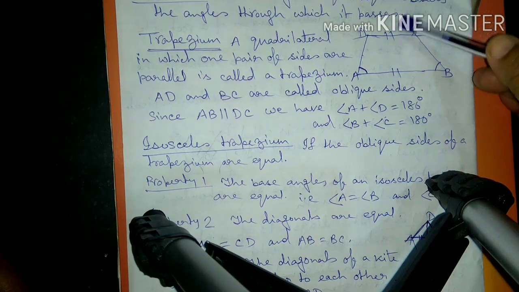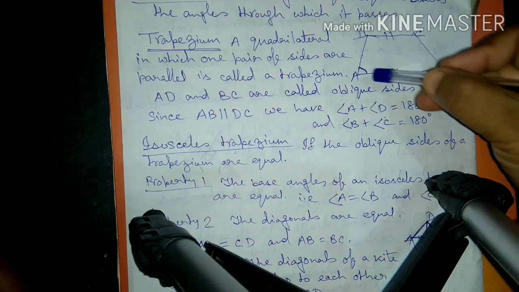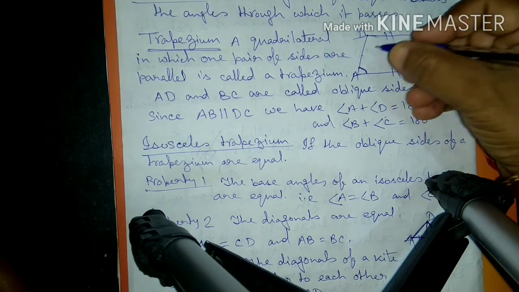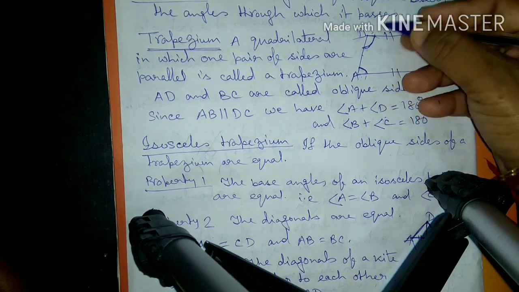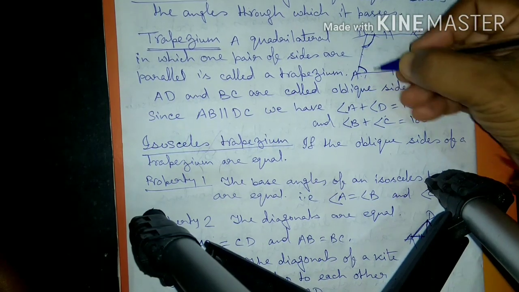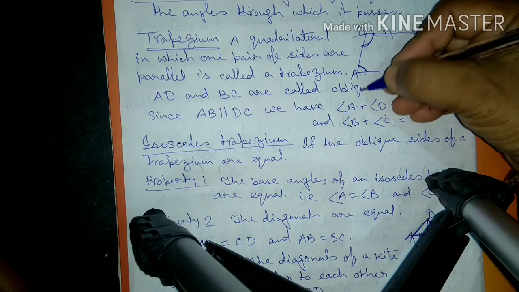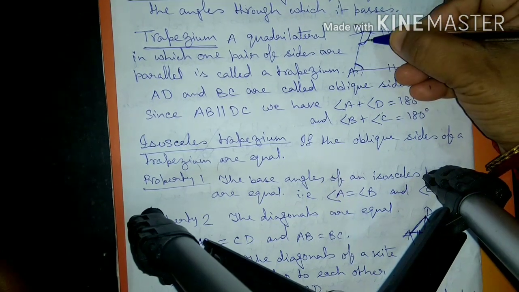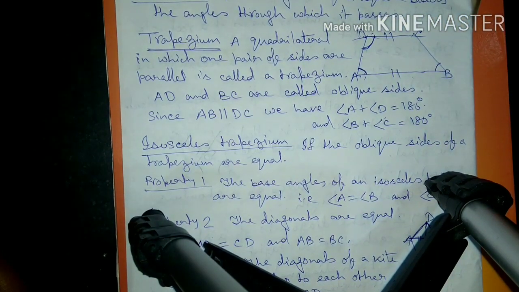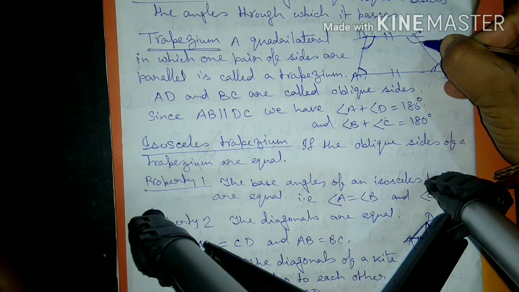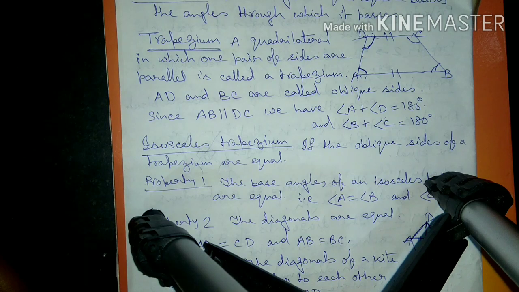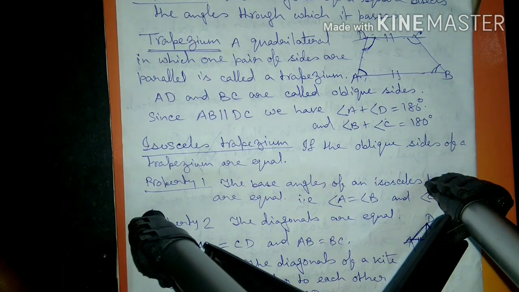Now, as AB is parallel to DC, what can we say? That angle A plus angle D, that means the sum of these interior angles on one side, the parallel side, angle A plus angle D is 180 degrees. Supplementary to each other. Yes or no? And then angle B plus angle C, that is also 180 degrees. Why? Because AB is parallel to DC.